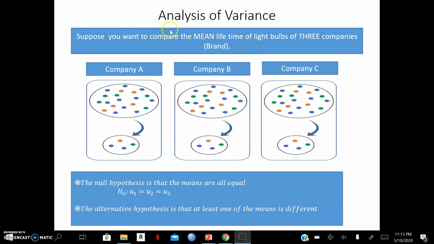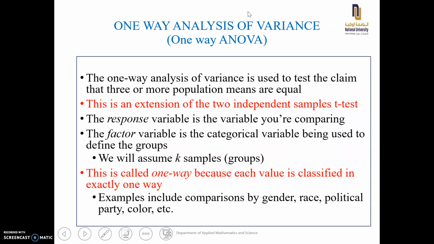But why do we call this analysis of variance? Because we are going to use the variance in order to compare the mean between more than two populations. For more than two populations, analysis of variance is used. So one-way analysis of variance, or what we call one-way Anova, is used to test the claim that three or more population means are equal or at least one of them is different. So this is exactly what you have done in t-test, but this is an extension of the two independent sample t-test.